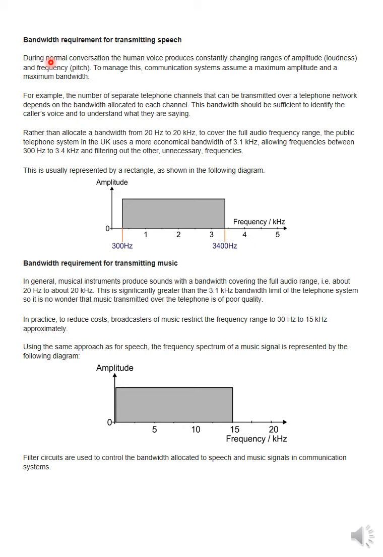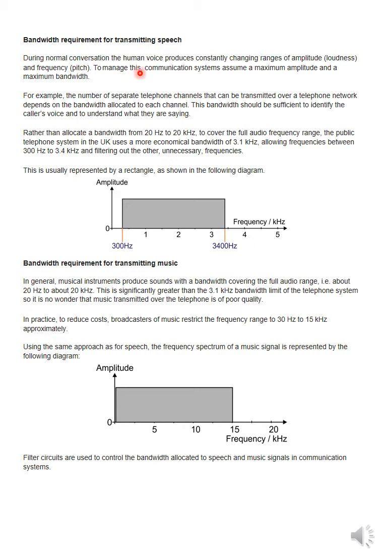Now, the bandwidth requirement for transmitting speech. During normal conversation, the human voice produces a constantly changing range of amplitudes (loudness) and frequency (pitch). Like I'm taking a lecture now, so you will see that at certain points there will be loudness, and my frequency, or you can say the speed at which I'm speaking, will be high, and then it will be low. So it has a changing range of amplitudes, loudness, and frequency, pitch.